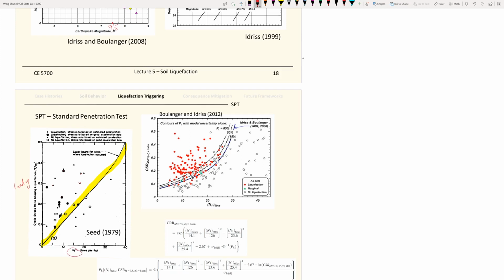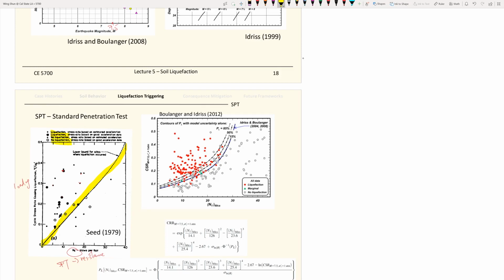and then he found the SPT data on the site. So this represents the resistance. The soil resistance is represented by the SPT blow count. And then he has the binary classifications, where the dark one is where liquefaction happened, and the open one is where no liquefaction happened.